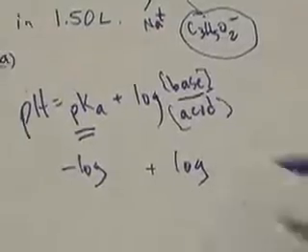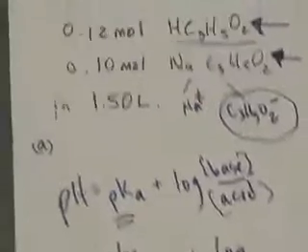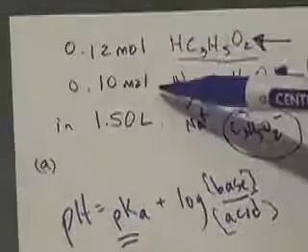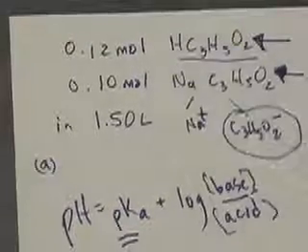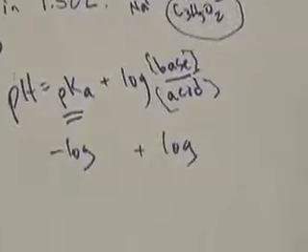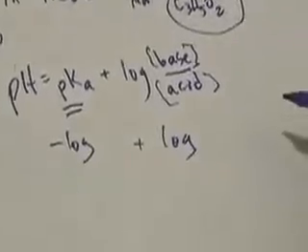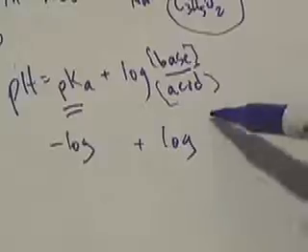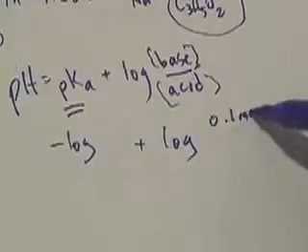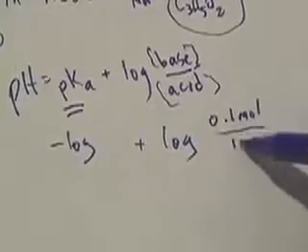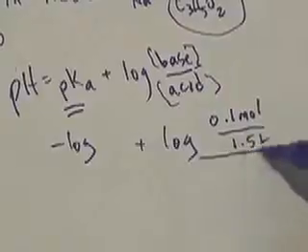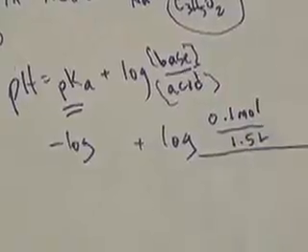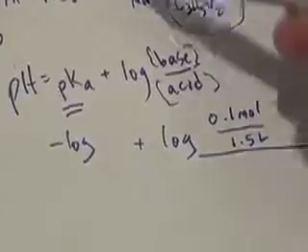But watch this. This is kind of interesting. It told you in the problem that there's this many moles of each, both dissolved in 1.5 liters. So if I wanted to find the concentration, I'd take my moles of my basic solution, which is 0.1 moles, divide it by my liters, which is 1.5 liters. That's my concentration of my base, and divide it by my acid solution.